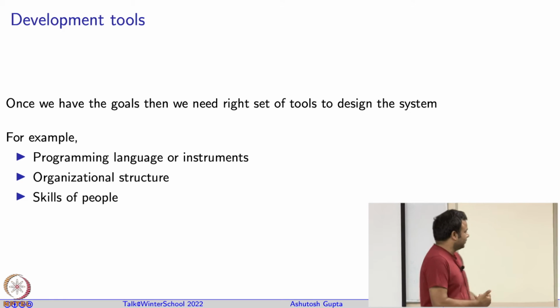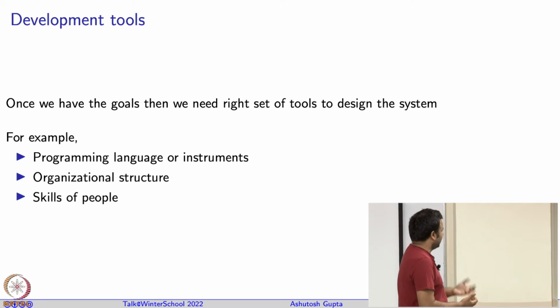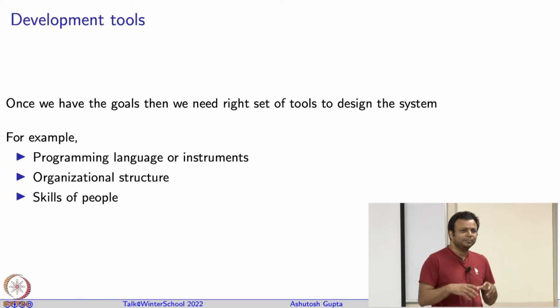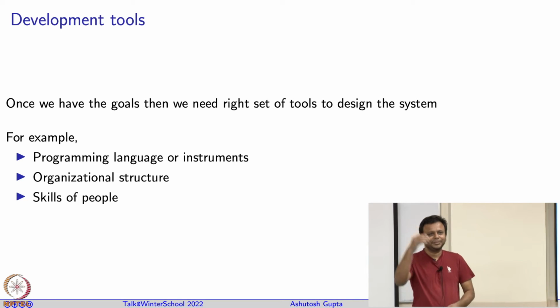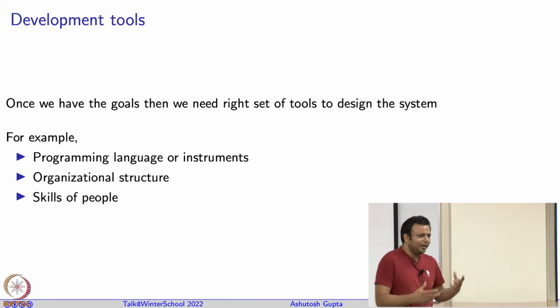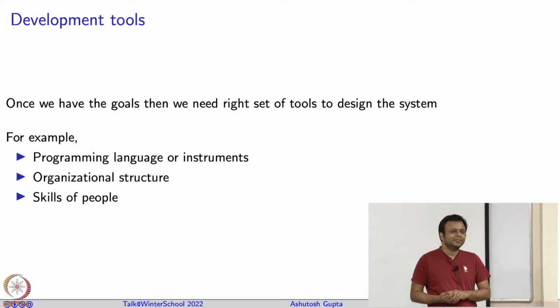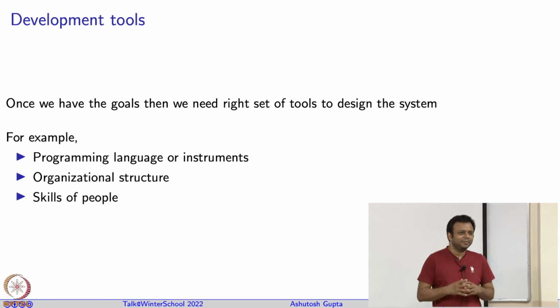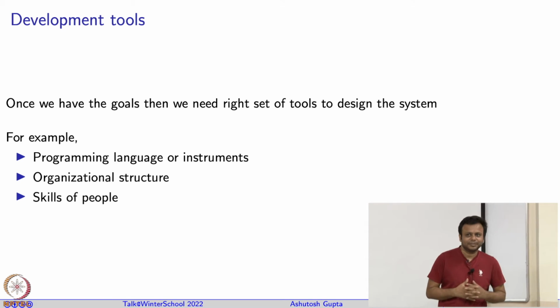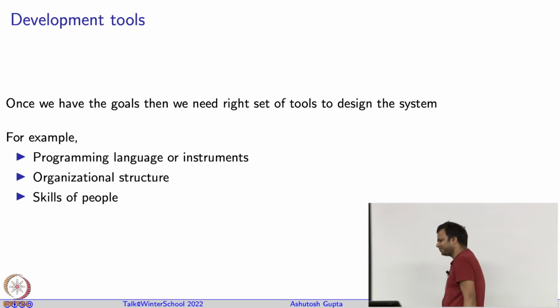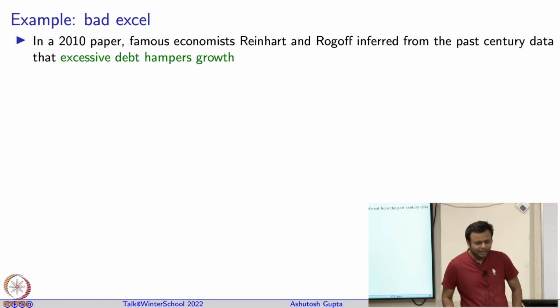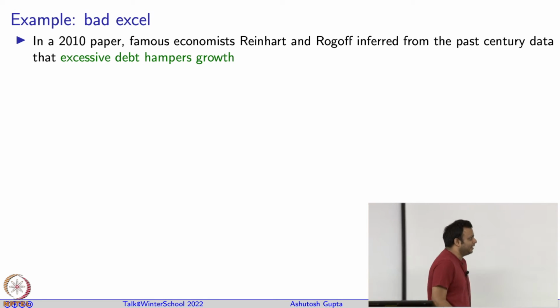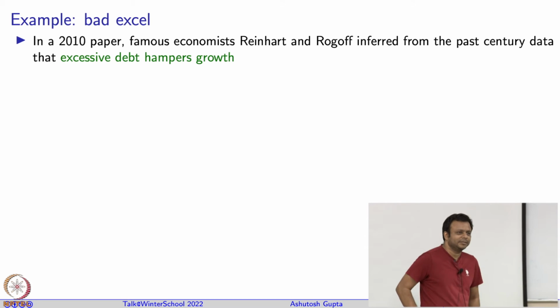Then you want organizational structure. You put some organizational structure in your organization: there are ten programmers, there's a manager, there's a CEO, whatever. Then you hire the right people with skills. All these things come into play when you want to build safe and usable software. So you need to think about these things, and these decisions are not trivial and often lead to disastrous situations.